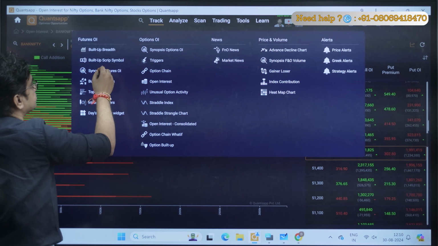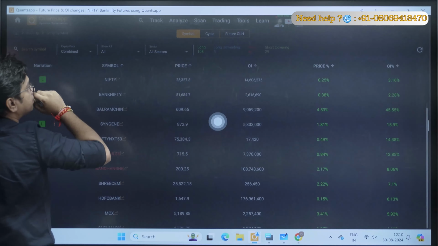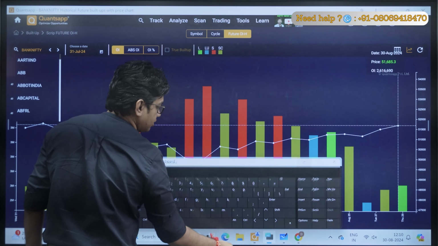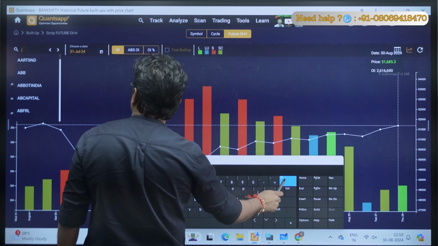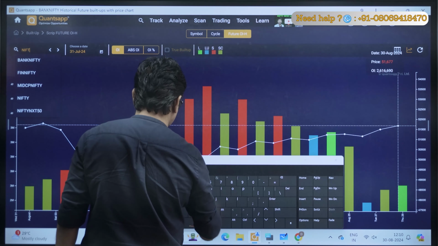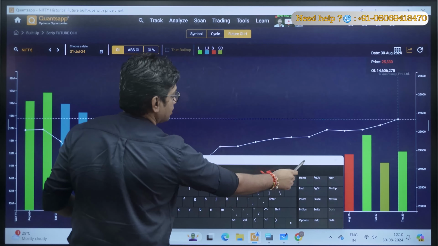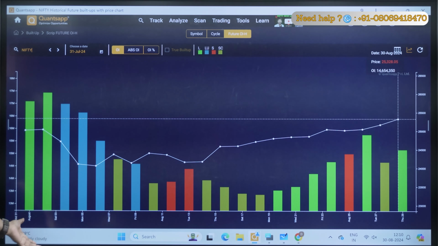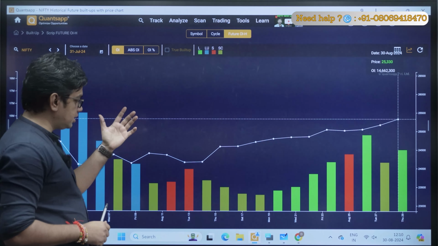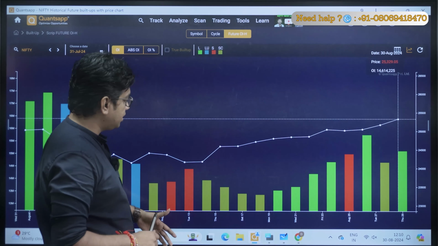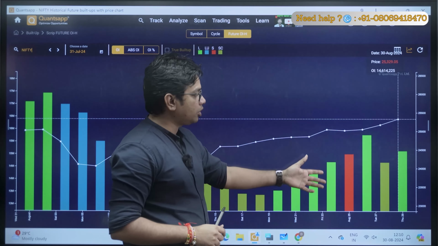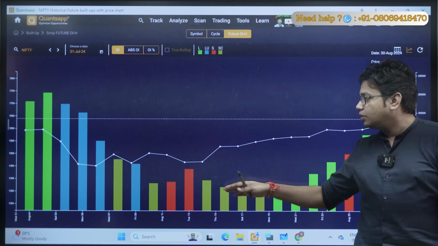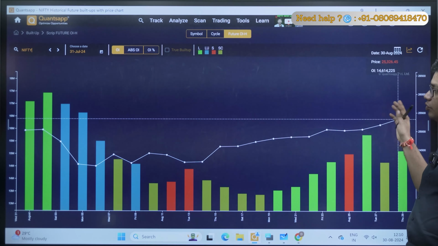I will go to Track, select Build-up Scripts, Symbol, Futures, Historical. Now I will select Nifty. Here I can see long build-up, long unwinding, short covering, long build-up, long unwinding, then short build-up, short covering, long build-up, short build-up, long build-up. So Nifty is giving you a clear indication that it is moving upwards.